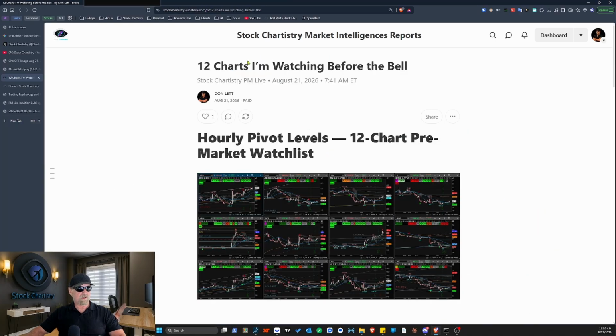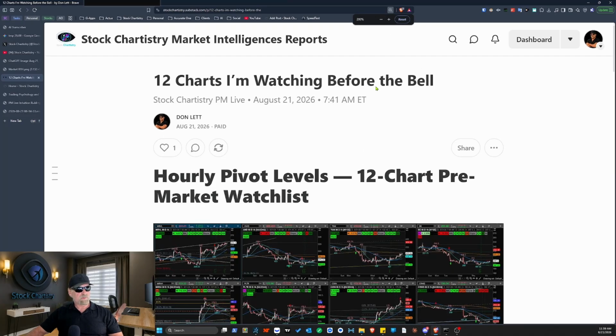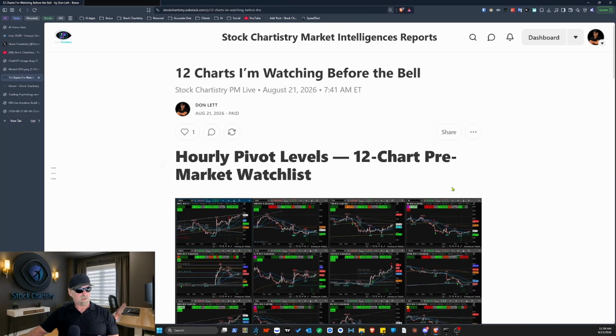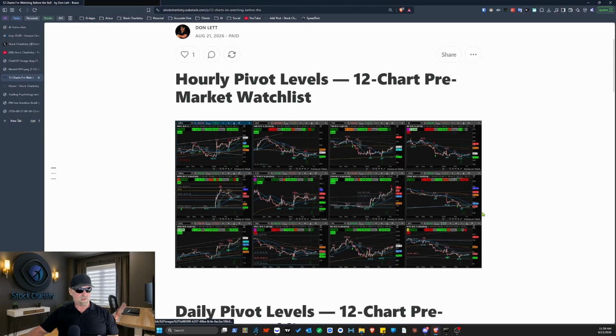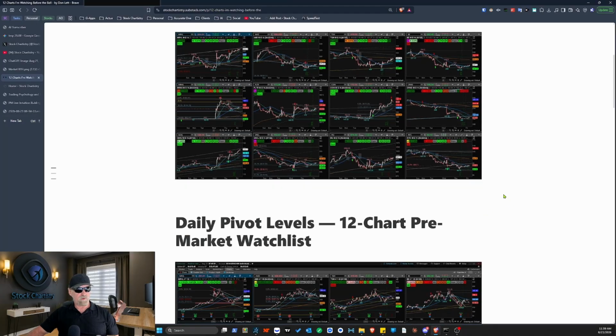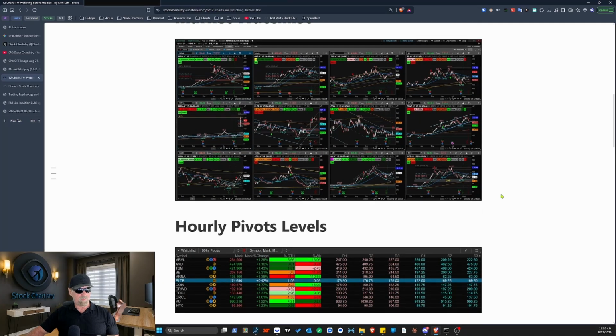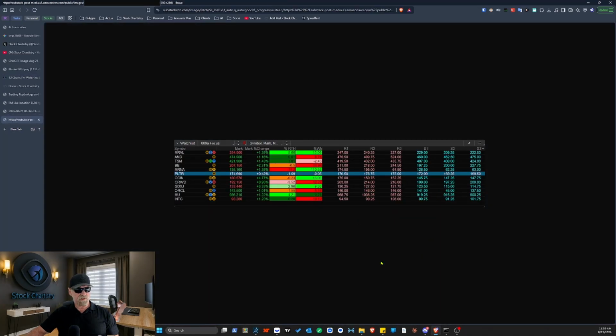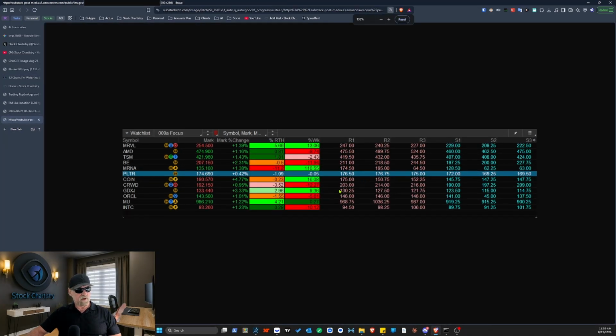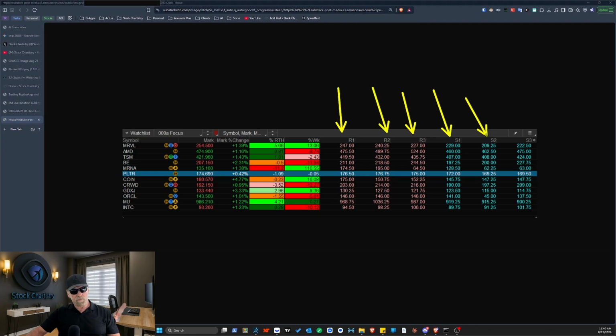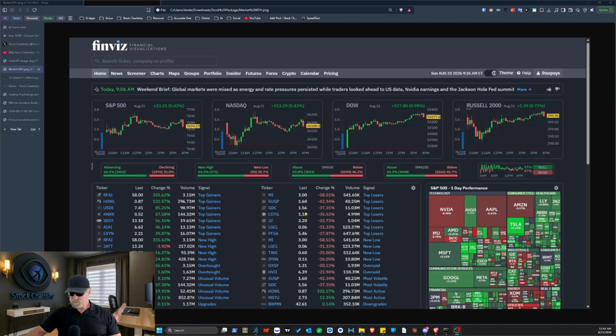So you can see here the 12 charts that I'm watching before the bell, and this was on my Substack market intelligence reports. I'll send out the screenshot of the 1 hour time frames with the pivots, and then a detailed level of the pivots on the daily time frame. This one right here shows you the specific tickers that I'm looking at, along with your hourly pivots for every single stock that I'm watching in the pre-market.